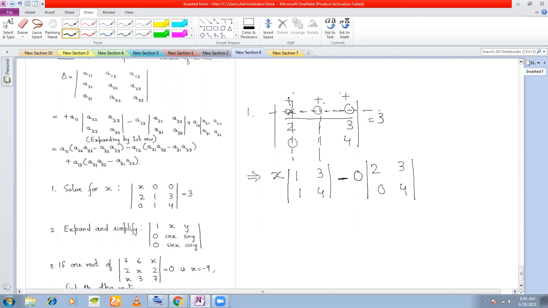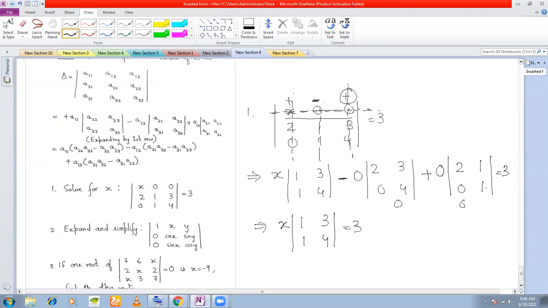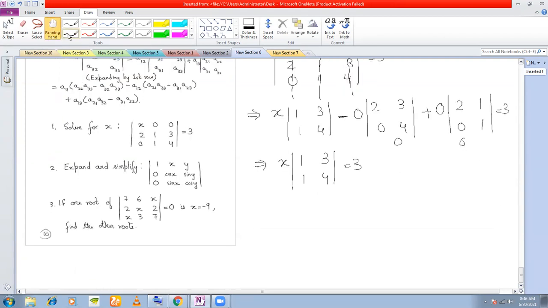And what is the next sign here? This is the minus sign, isn't it? And what is the sign here? It is a plus sign, so give a plus sign: 0, the element, into its minor. What is the minor of this? You delete again the first row and the third column to get 2, 1, 0, 1, is equal to 3, right? So you simply get x into this determinant of order 2, because all the others vanish. This one becomes 0, this one becomes 0, isn't it?